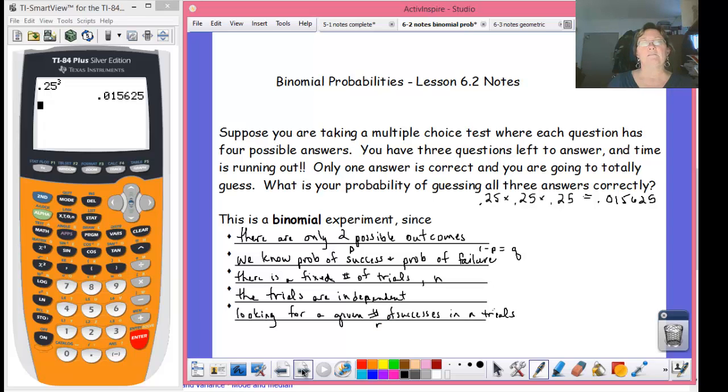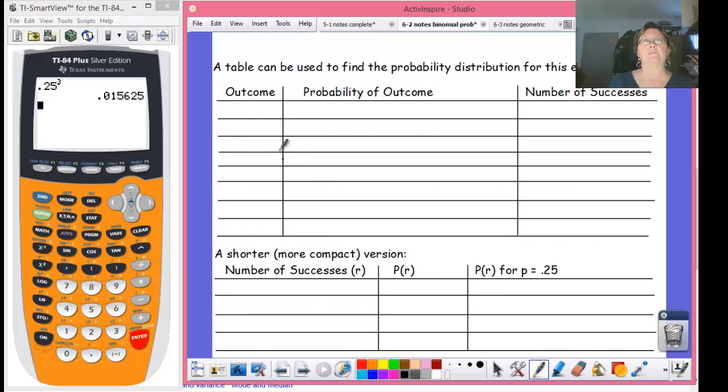So let's see if we can put together a probability distribution for this situation. We'll remind you that the probability of success in this case is 0.25. The probability of a failure, which is an incorrect guess on one of the questions, is 0.75. N is 3, that is, we're doing 3 trials. And r is open-ended because we're going to list probabilities for all possible values of r in our distribution. One of the possible outcomes is that you guess correct on all 3.